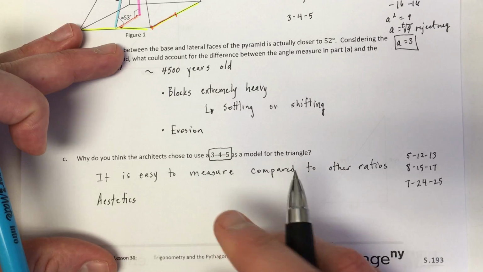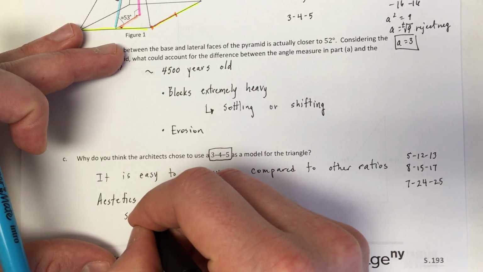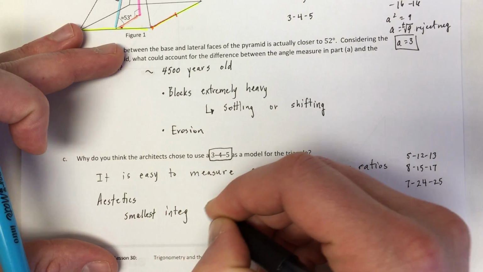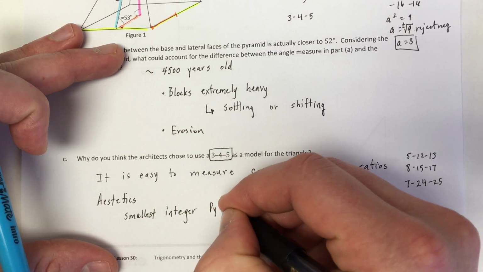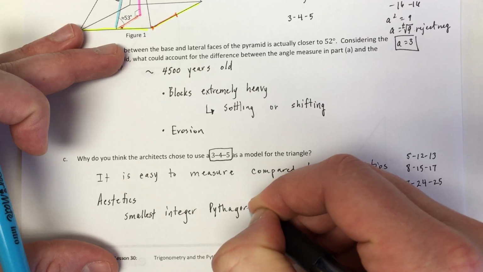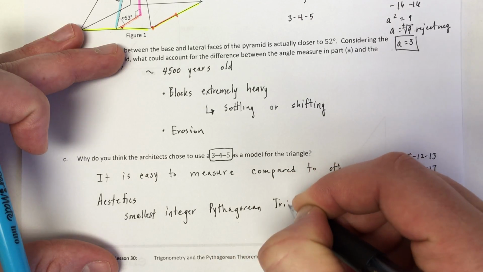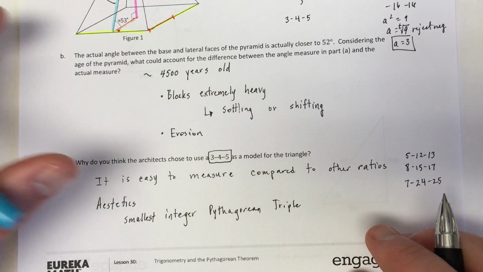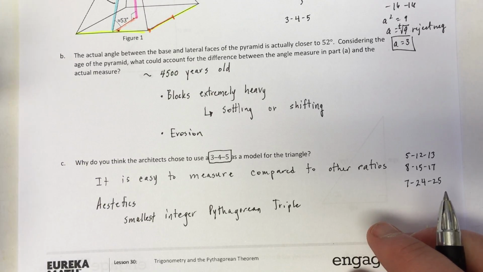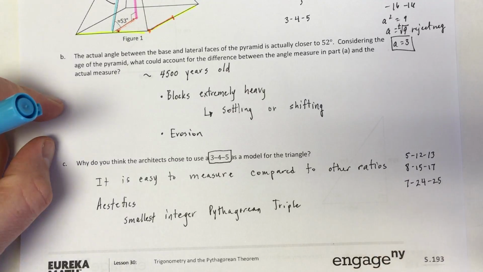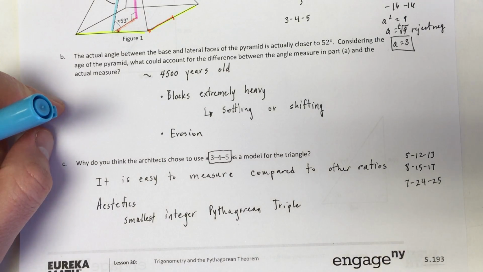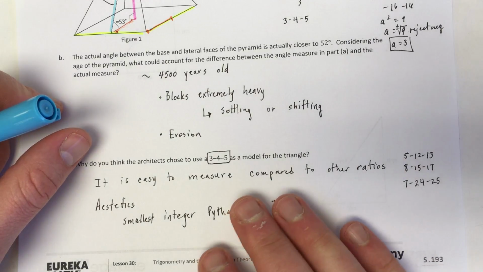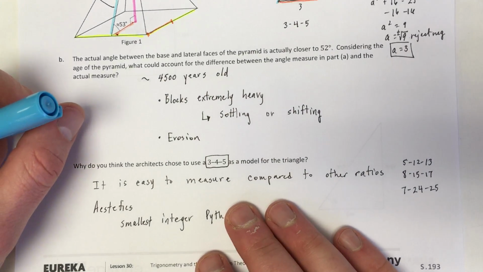3, 4, 5 happens to be the smallest integer Pythagorean triple. Okay, so this is just kind of showing you the practicality of some of the Pythagorean triples that you guys have worked with or seen. They can be used in construction, so now you have a practical application of them and so on.